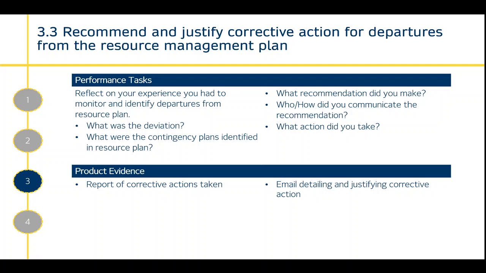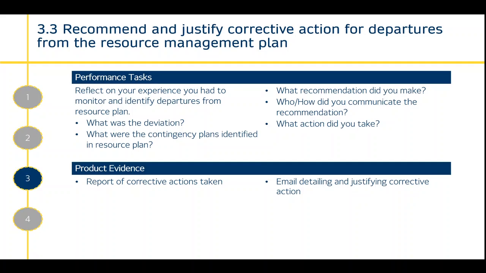Did you communicate with stakeholders? Did you look at lessons learned? How did you find out what would be the best way to go forward? What recommendation did you make? And how did you communicate that? And what action did you take? Product evidence would be any documentation around this, which might include a report of any corrective actions taken, or an email justifying the corrective action that you've taken.